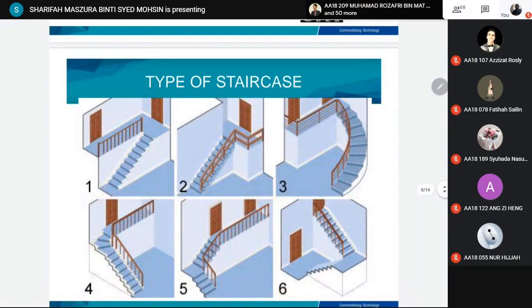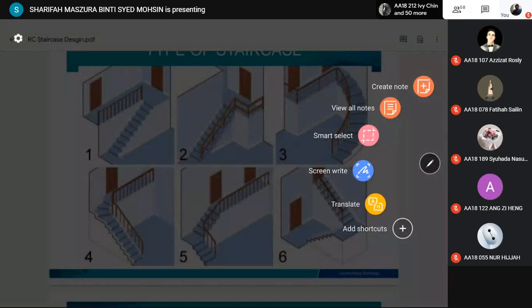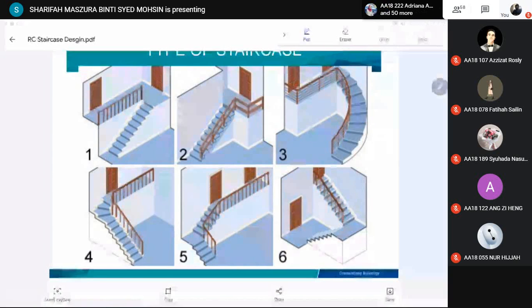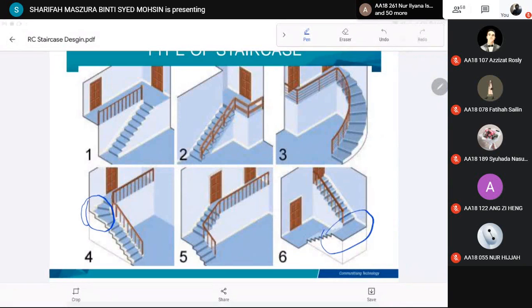So in 3D view, first one is the straight. First one and second one are the straight staircase, and then we have curved staircase on number 3. We have a quarter L-shaped staircase at number 5. This is winder staircase, and then half landing, number 6. Okay, half landing.